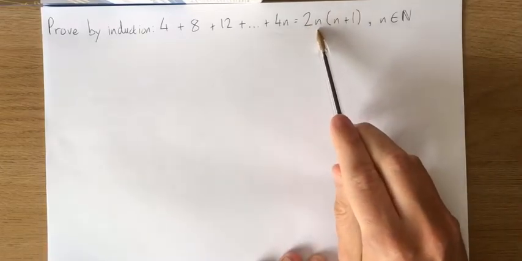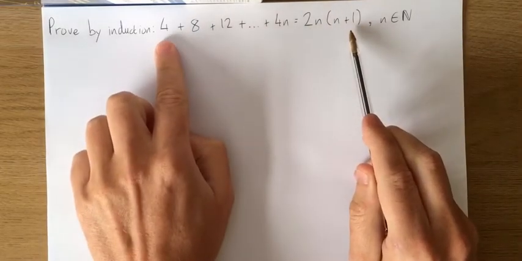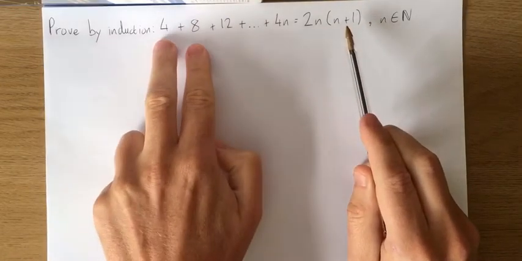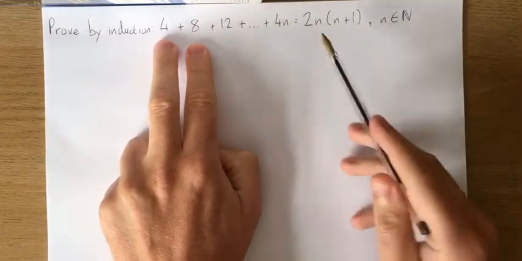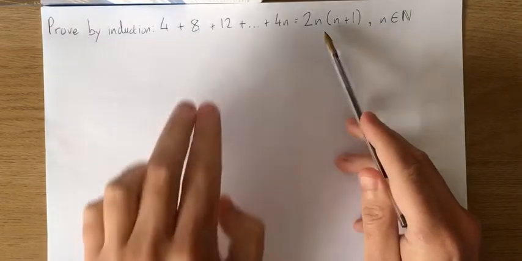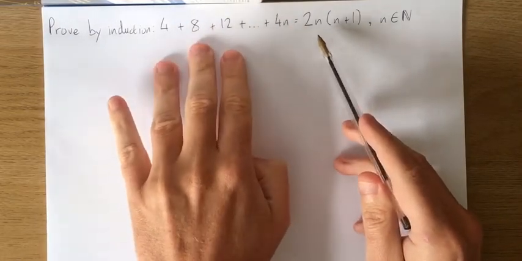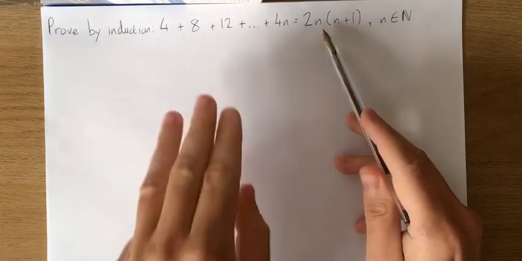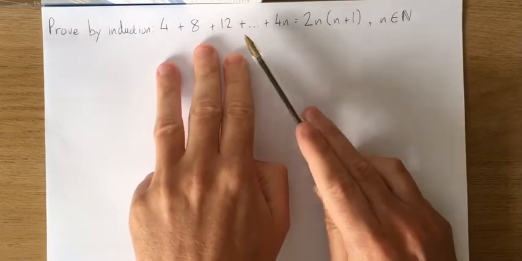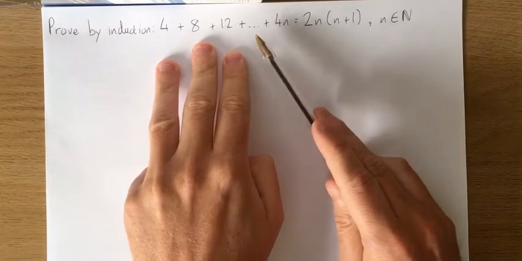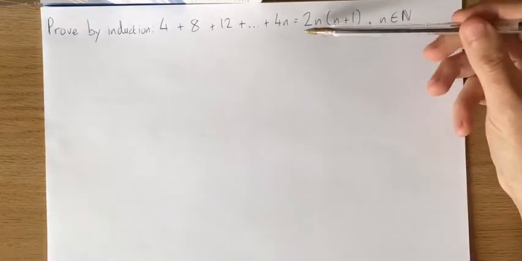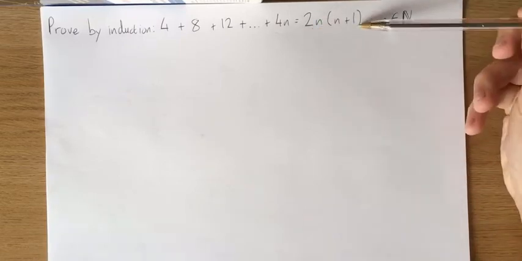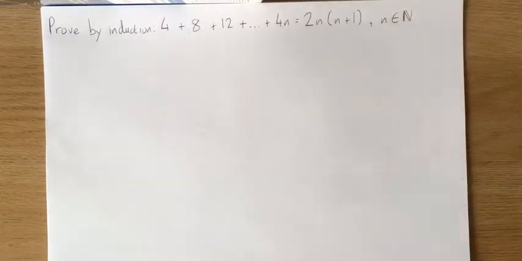So if you sub 1 into this formula, you should get 4 as your answer. If you sub 2 into your formula here, you should get 4 plus 8 is 12 as your answer. If you sub 3 in, you should get 4 plus 8 plus 12 is 24 as your answer. If you sub 4 in, you should get 24 plus 16, 40 as your answer. Okay, so this is your summing formula. And you need to prove that this will actually sum these together.